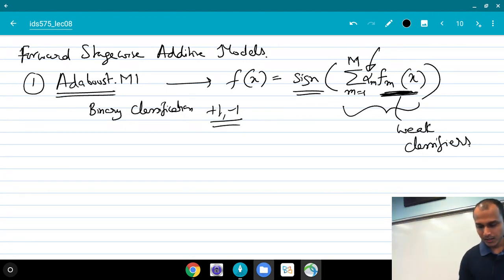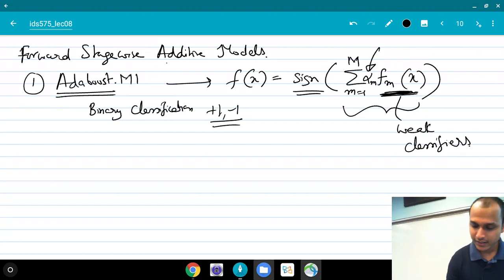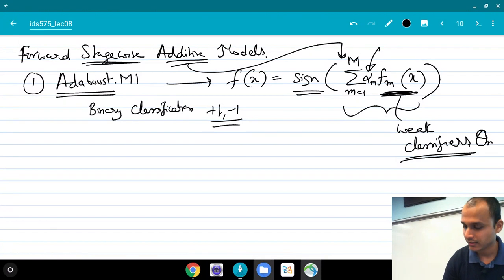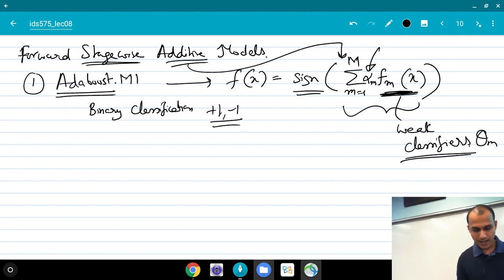So that's the structure of the model that we're going to construct, and we're going to construct it sequentially in an additive way. The additive part comes from this summation, the sum over m, and stagewise is because we're going to add one model at a time. So learn the parameters of each model one at a time. These are weak classifiers and they'll have their own parameters, let's call it theta_m for the mth model. You learn that parameter for the mth model, then go to the m plus 1th model, learn its parameters, then m plus 2, learn its parameters, and so on.